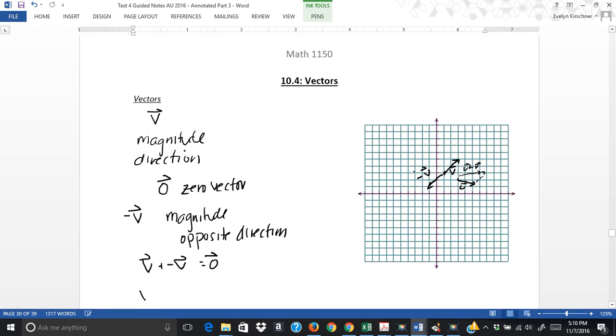And if I was to say I had v minus w, that's the same as adding v and negative w.